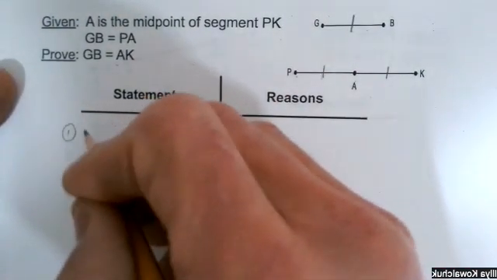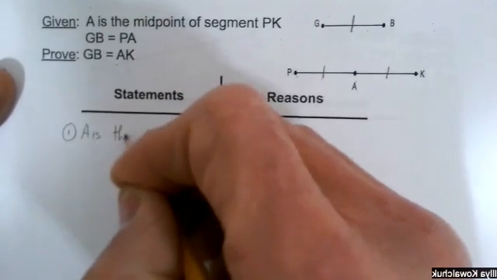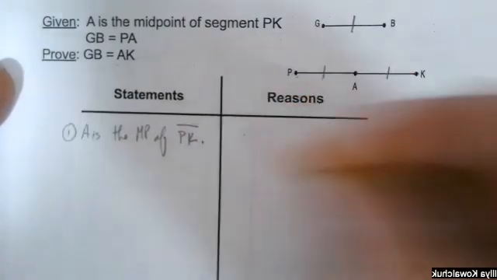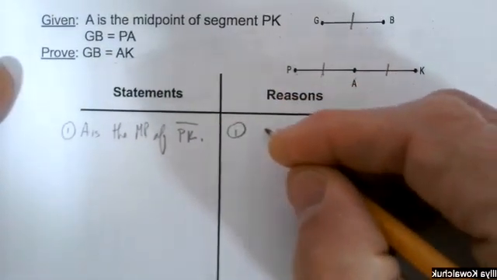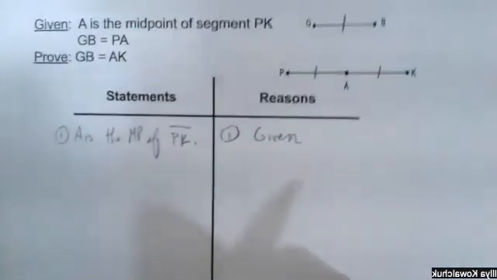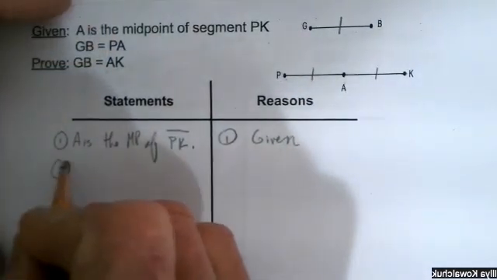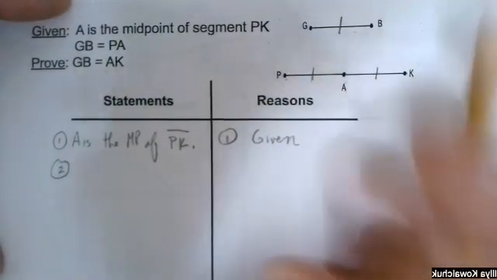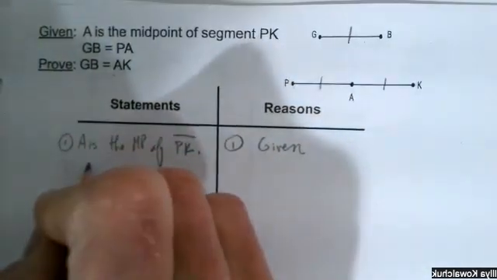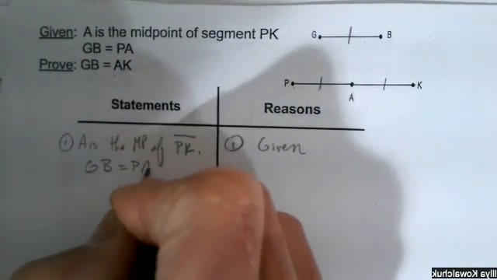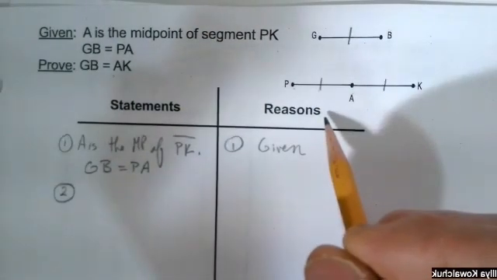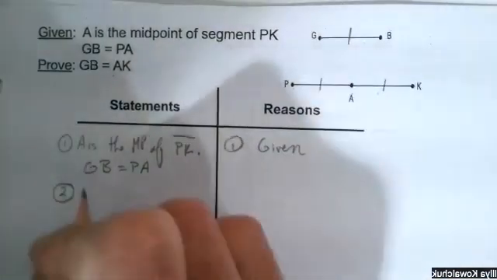As always, our first step is the given: A is the midpoint of segment PK. We can use our notations. And what's our reason for that? Well, of course, it's always given. Oh wait, I forgot my other given. I want to use them all at once here. GB equals PA. For step 2, we're also going to say that PA is equal to AK.